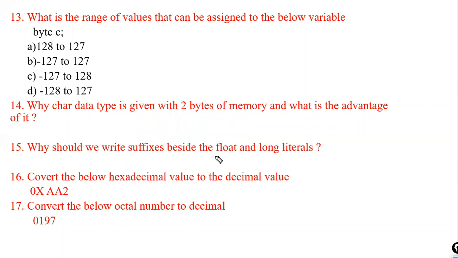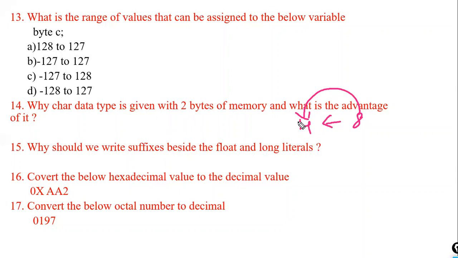Why should we write suffixes beside float or long literals? If the decimal value is not suffixed with F, then it will be considered as a double value, and double values cannot be assigned to the floating data types because of the size. The size of float is 4 bytes, whereas the size of double is 8 bytes. We cannot store 8 bytes of value into 4 bytes of memory.